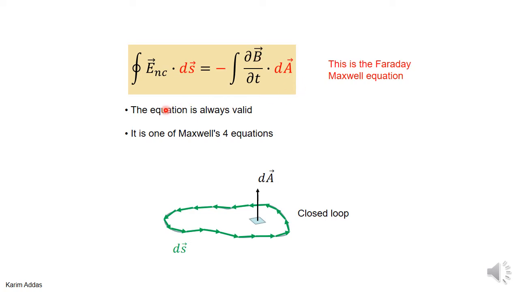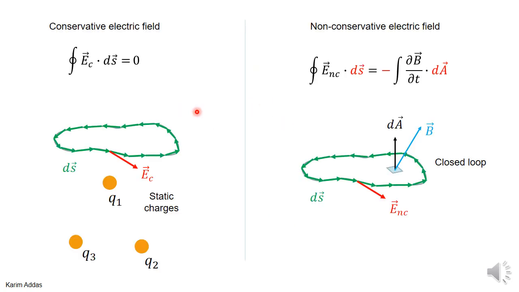So this equation is always valid. It's one of Maxwell's four equations. So that's why it's a very important equation to take in this particular form. So basically now we have two kinds of electric field. We have an electric field due to static charges, which is a conservative electric field.